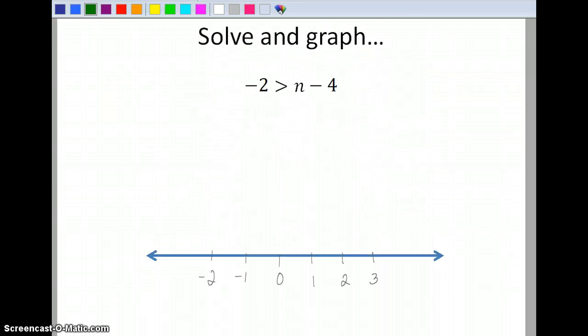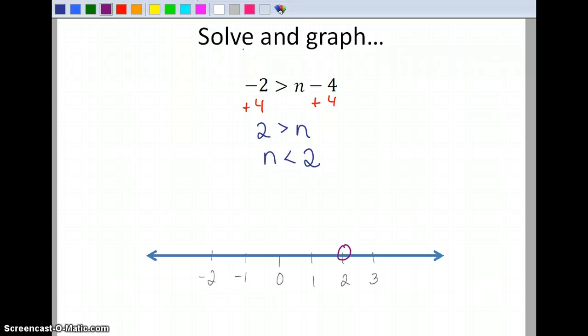Again, solve and graph. I have -2 > n - 4. I'm going to add 4 to both sides. So now I have 2 > n. This is just going to be easier for me to think about if I put the variable on the left side, so I'm going to rewrite it. So I have n < 2. Now 2 is my key point. So I have it right here, an open circle at point 2.